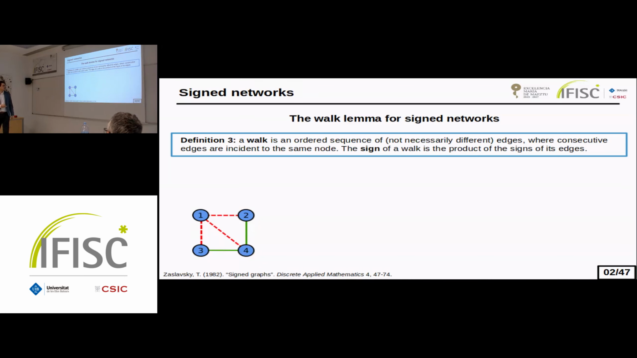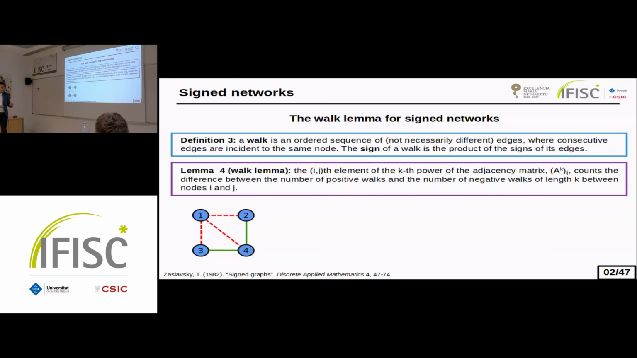And it turns out that the adjacency matrix, and in particular its powers, are able to count the number of walks of a given length k between any pair of nodes in the network. This is what I call the walk lemma.